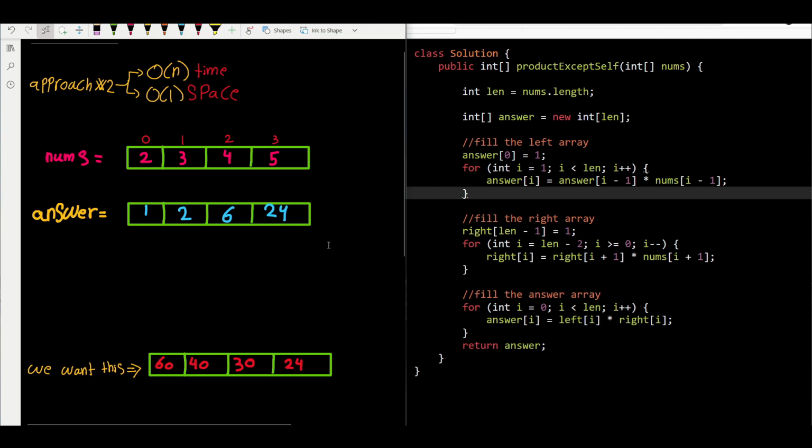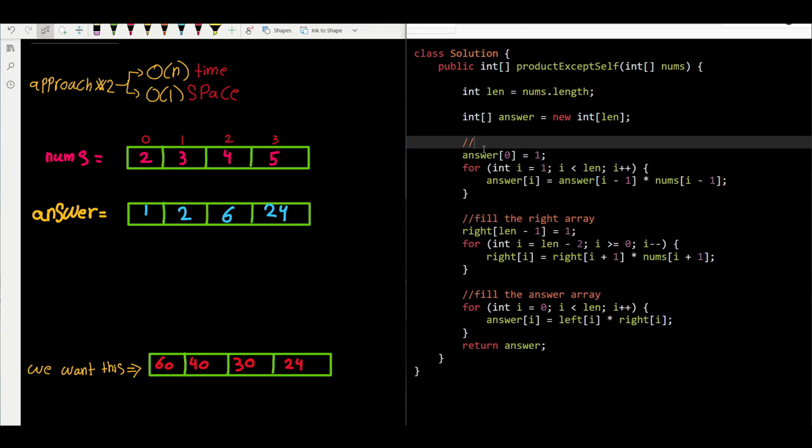So this is step 1. So let me change this comment from fill the left array to step 1, which is same thing as filling the left array. So as the left array, same thing as filling the left array. Now let's go to step 2.